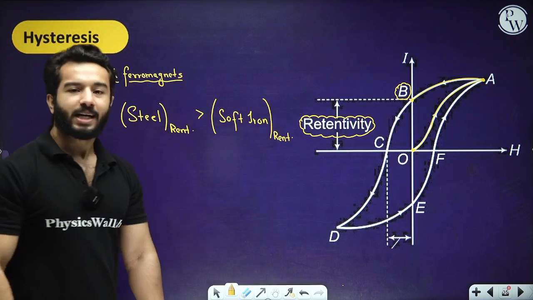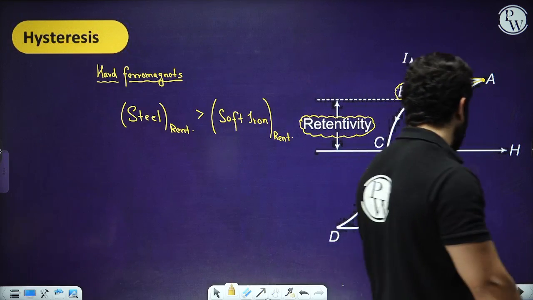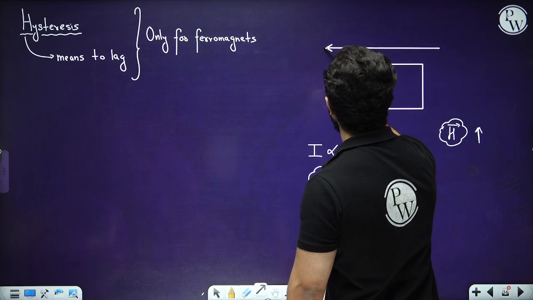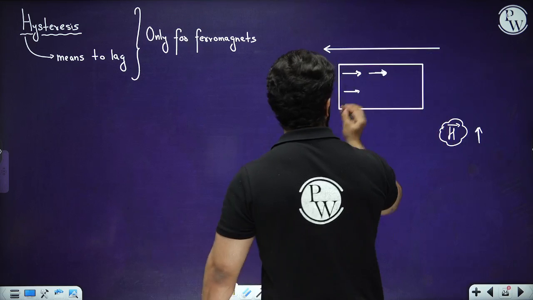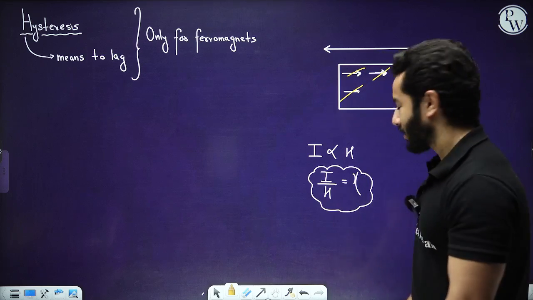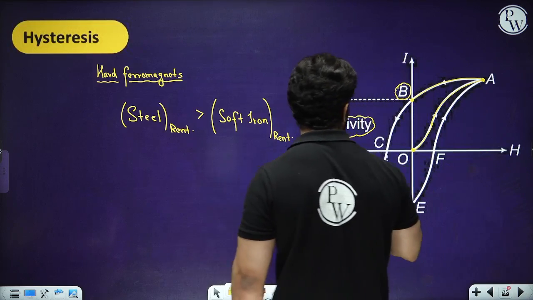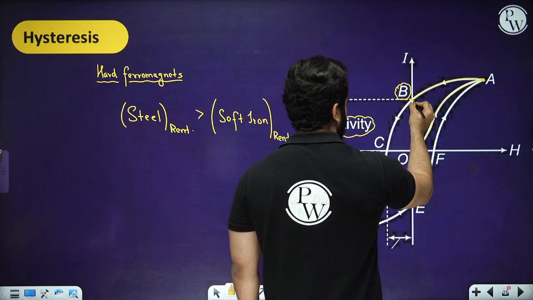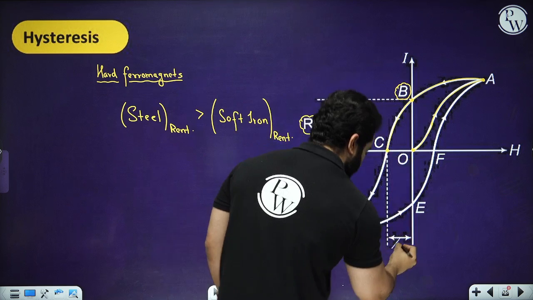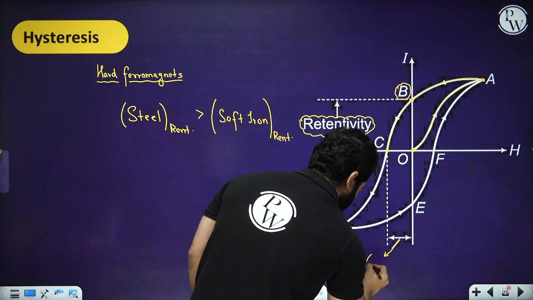But now you will say, sir, I still want to demagnetize it. So I'll suggest, apply the magnetizing field in the opposite direction. It will now destroy this magnetization also. That's why we have got the graph in the negative direction now. This property is known as coercivity.